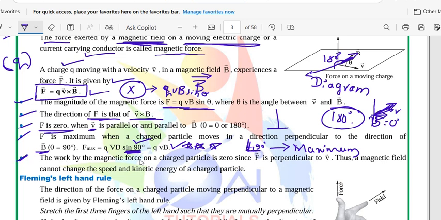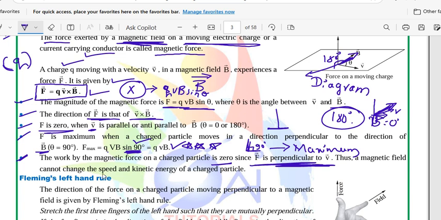Now the work done by the magnetic force on a charged particle is 0. When will it be 0? When the force is perpendicular to v bar, I mean when the force is perpendicular to the velocity v bar.